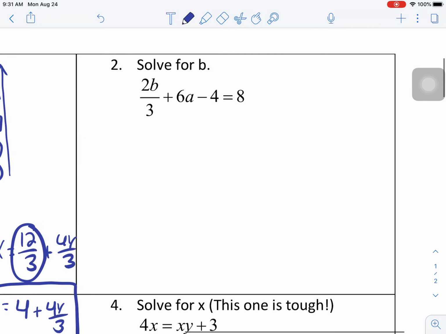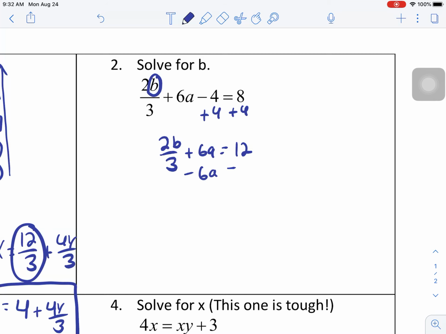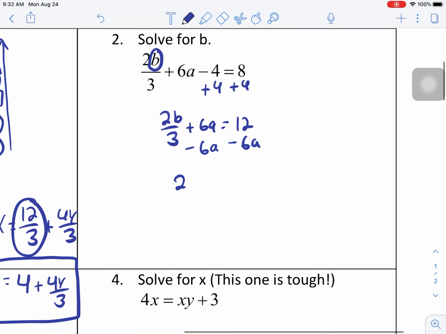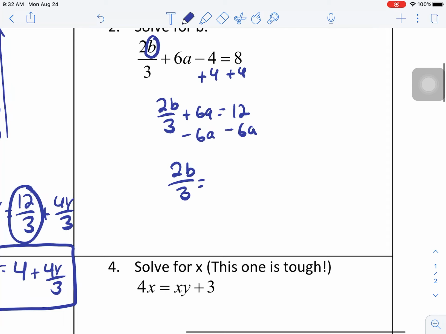All right, so solving for b in this one. This means we need to isolate the b. So we're going to add 4 to both sides. That would give us 2b over 3 plus 6a is equal to 12. Subtract the 6a from both sides. That's going to give us 2b over 3 is equal to 12 minus 6a.